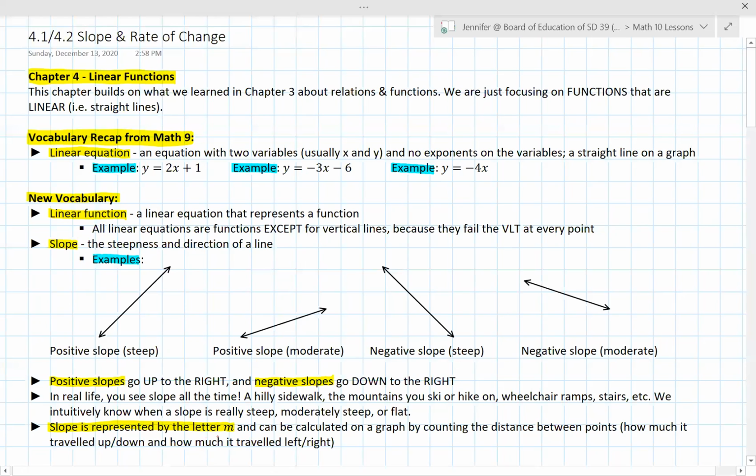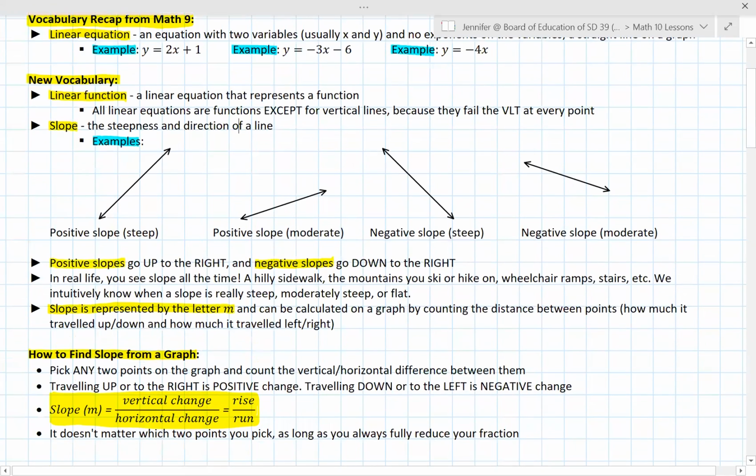Slope is represented by the letter m, and it can be calculated on a graph by counting the distance between different points. So how much has the line traveled up or down, and how much has it traveled side to side? So these are the steps to find a slope from a graph. You just pick any 2 points on the line and count the vertical or horizontal difference between those 2 points. So as I said before, positive slope goes this way. So if you're traveling up, if there's any upward movement or any movement to the right, those are both positive changes. But if you have movement going down or movement to the left, then those are negative changes.